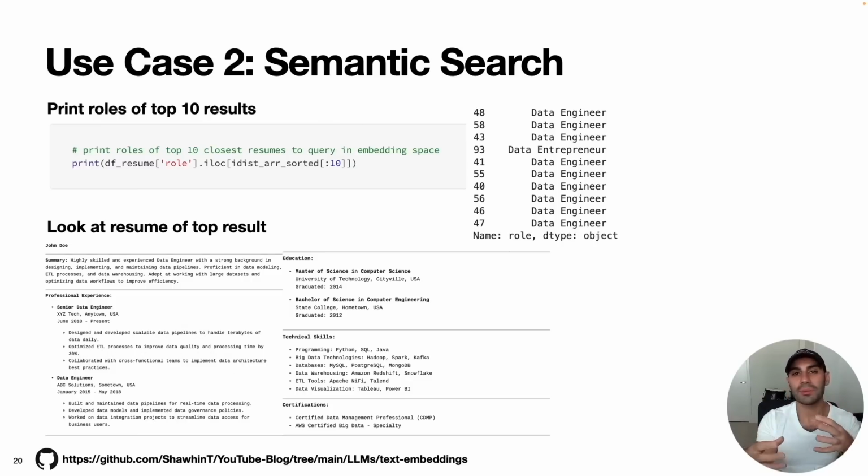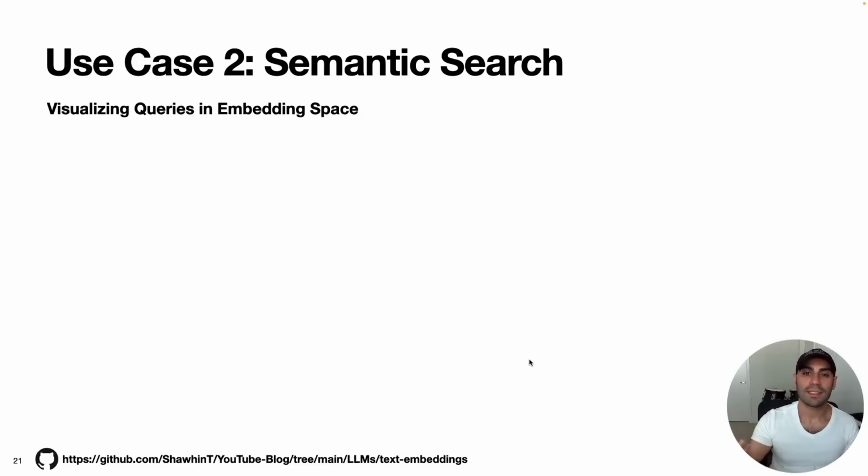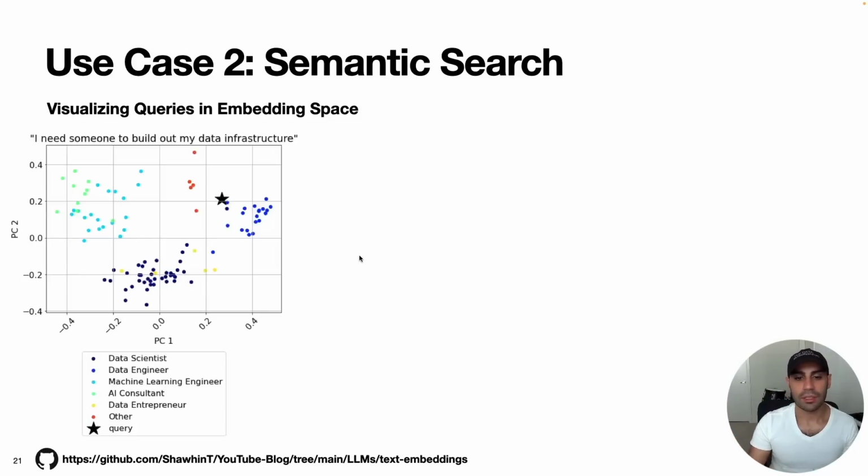So there's so many buzzwords and so much jargon in this space, and just matching keywords together may not be super helpful. But when you use text embeddings, which captures the underlying meaning of the text, it tends to give good results. Visualizing these queries in the embedding space, it'll look something like this. So that same one, I need someone to build out my data infrastructure. We see that the query is pretty close to all the data engineers, which is a good sign.